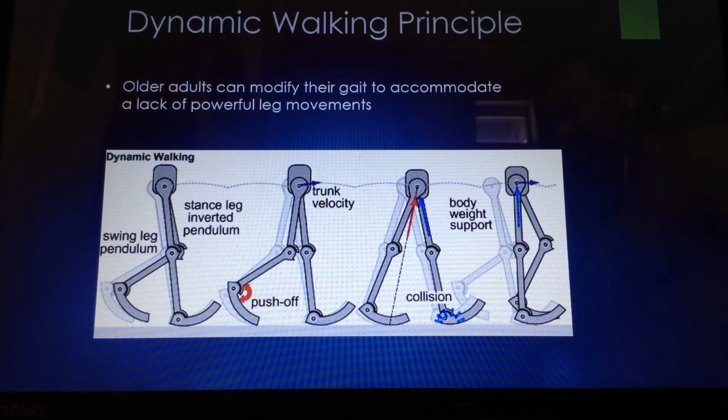Dynamic walking. The dynamic walking approach considers how passive dynamics can govern an entire gait cycle. This principle applies to locomotion generated primarily by the passive dynamics and less powerful leg movements. This principle applies to older adulthood because older adults can modify their gait to accommodate a lack of powerful leg movements. Subtle changes in gait can allow continued mobility.